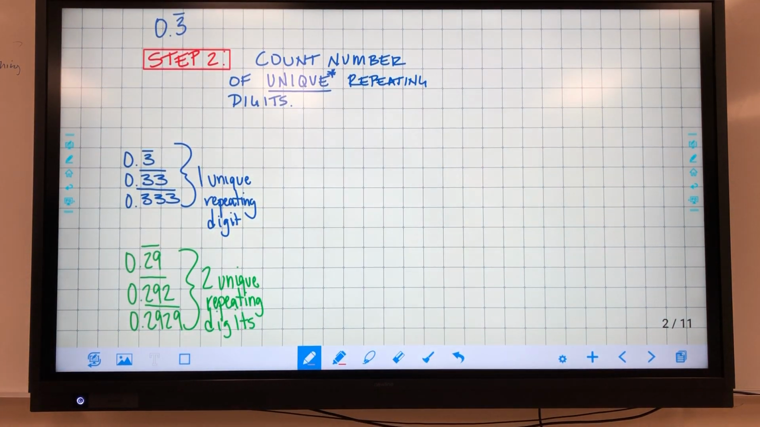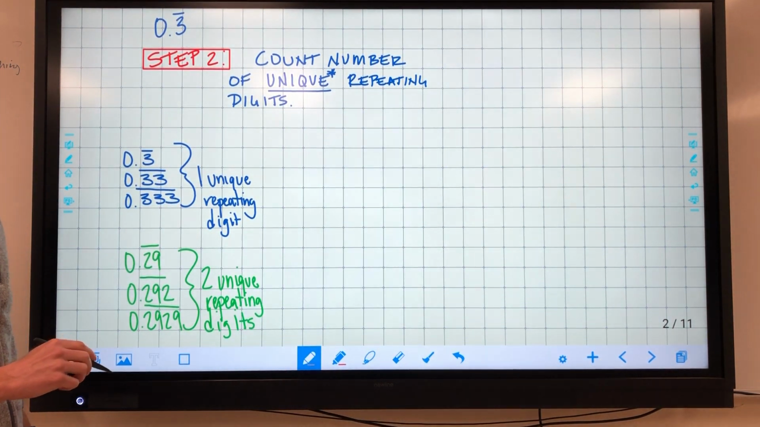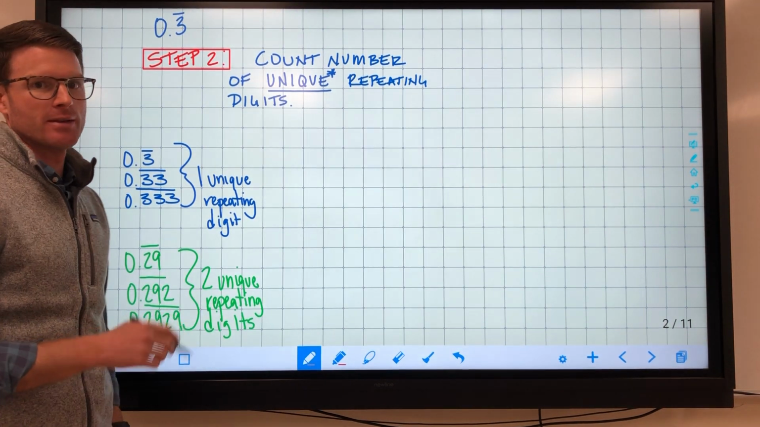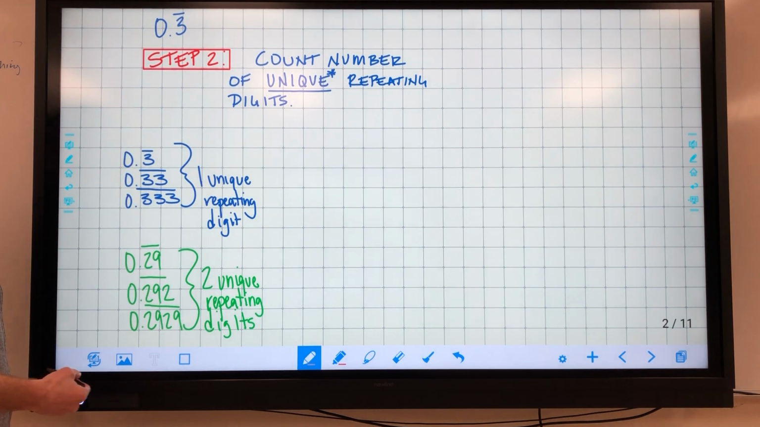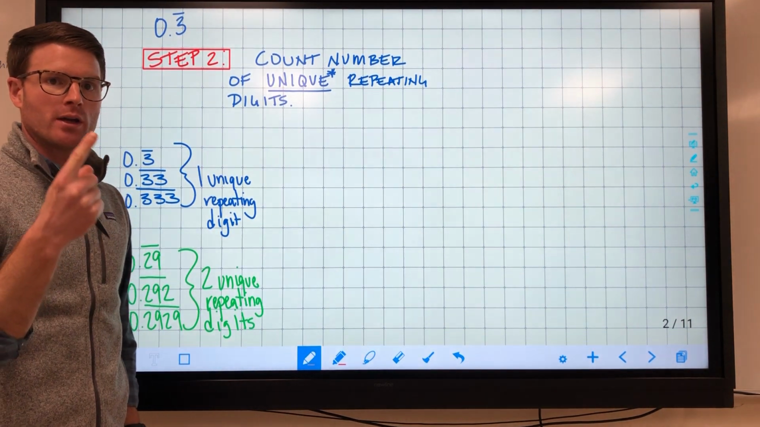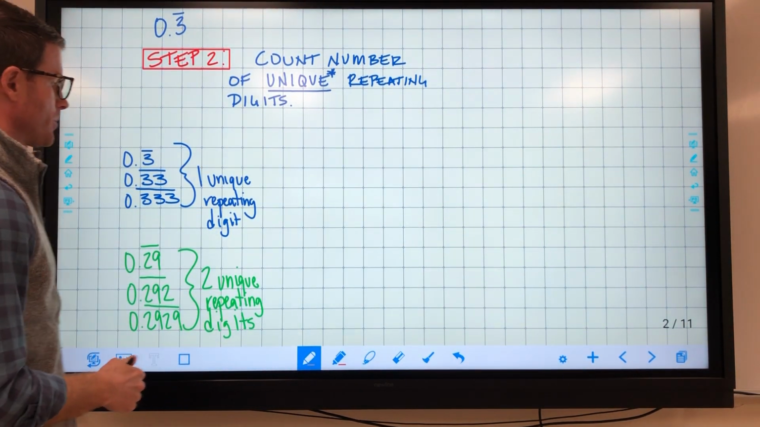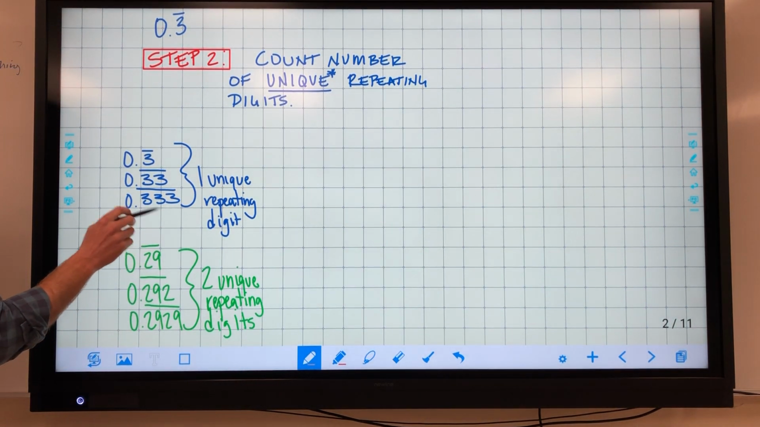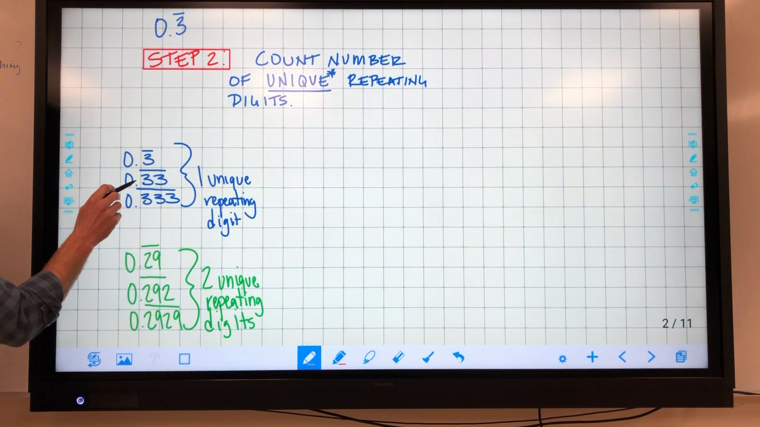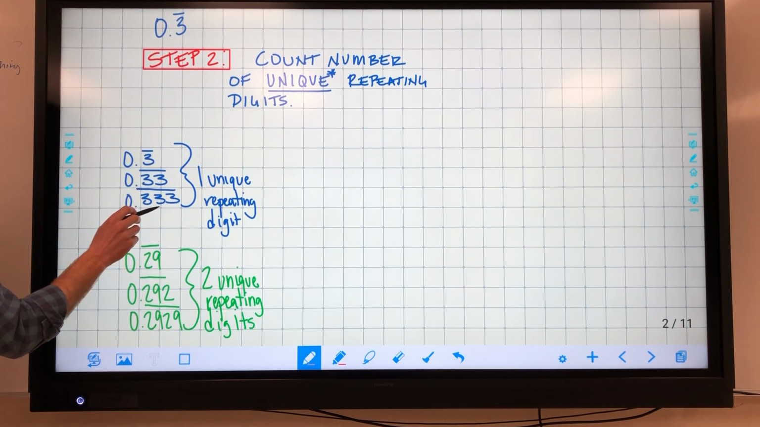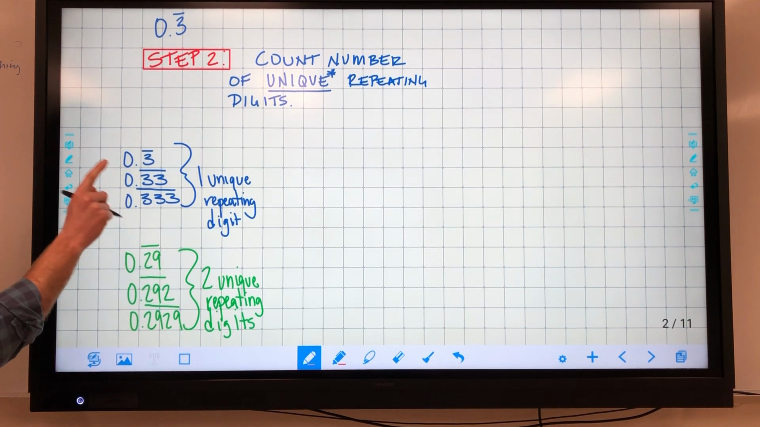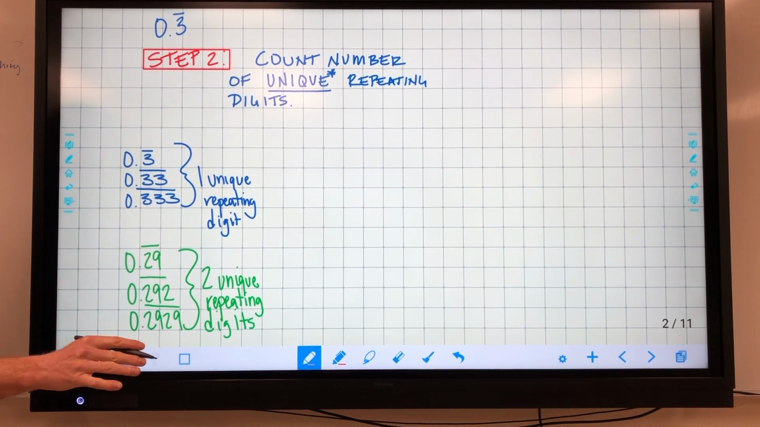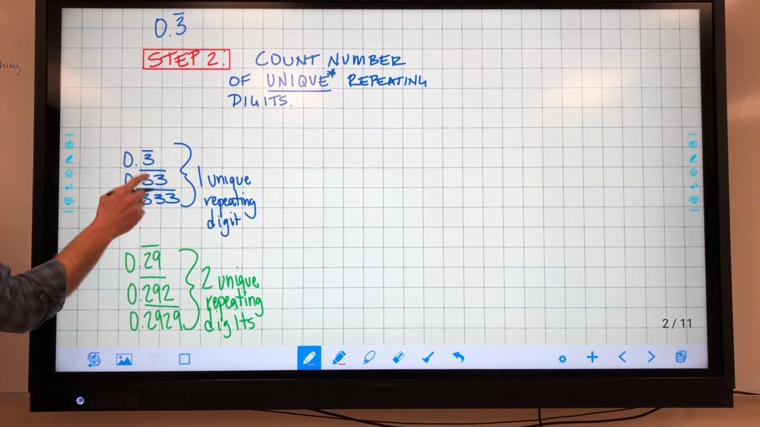So that's step 1, right? X equals the decimal that you are converting to a fraction. Okay, step 2, you are going to count the number of unique repeating digits in the decimal you're converting. So again, we're doing 0.3 repeating. I have only one unique digit here that repeats. So be careful with this, right? 0.33 repeating and 0.333 repeating are both the same as 0.3 repeating. So I only have one digit that repeats, okay? So these are all the same, one digit.